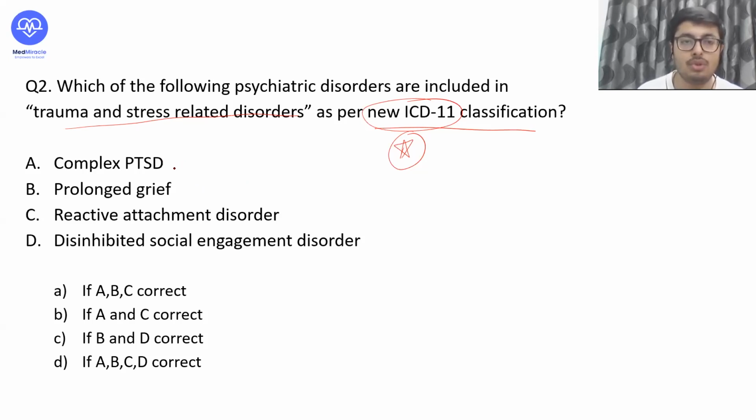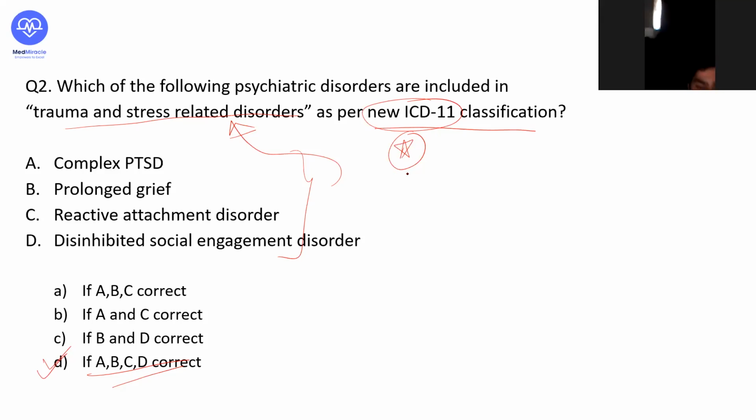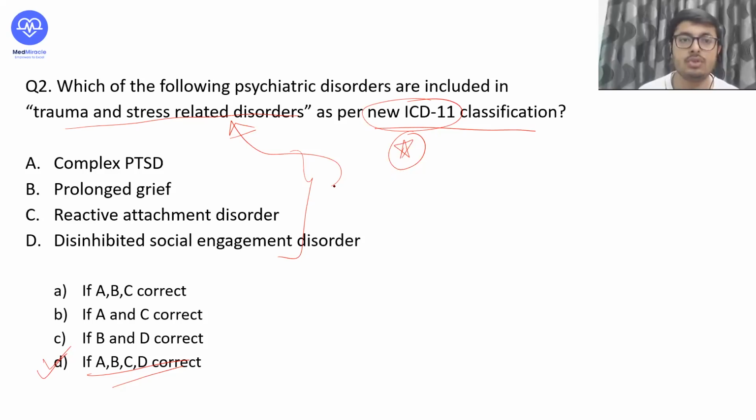So complex post-traumatic stress disorder, prolonged grief, reactive attachment disorder, and disinhibited social engagement disorder. So friends, this might be new information for you, but all these four conditions are the new additions in trauma and stress related disorders in the new ICD-11 classification, right? I wanted to highlight this fact that ICD-11 is the latest thing in psychiatry and it is a must know topic. So all these 4 conditions are the new additions in the ICD-11 classification.